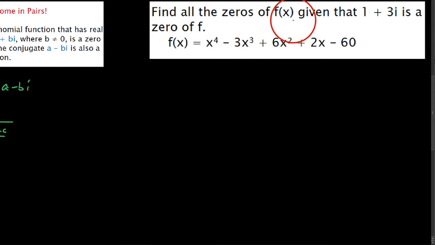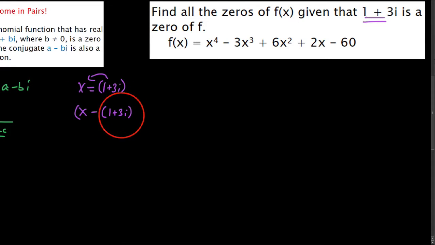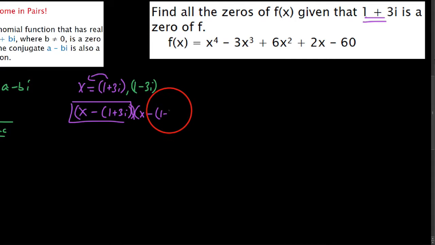So it says find all the zeros of f. Given that, I'll go ahead and tell you that this is a zero of the function. Now, the fact that we know x equals 1 plus 3i is a zero of this function, because of our linear factorization theorem, means that x minus (1 plus 3i) must be a factor of the original polynomial. And the reason this is so beneficial is that if 1 plus 3i is a zero, then 1 minus 3i also has to be a zero. So now we have this other linear factor, x minus (1 minus 3i).